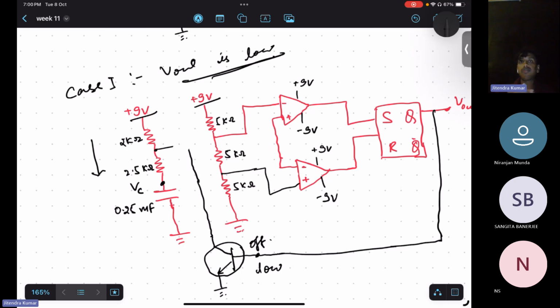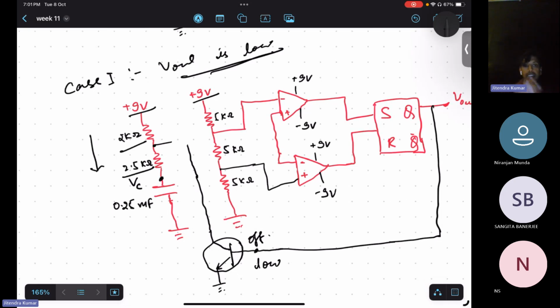Okay, and till what value will it integrate? That is basically VCC, the supply, divided by the current at steady state. So it will be 9 divided by R1 plus R2. This capacitor 0.25 millifarad will charge through both resistances, RA and RB, 2 and 2.5 kilo. So this is how they will charge.